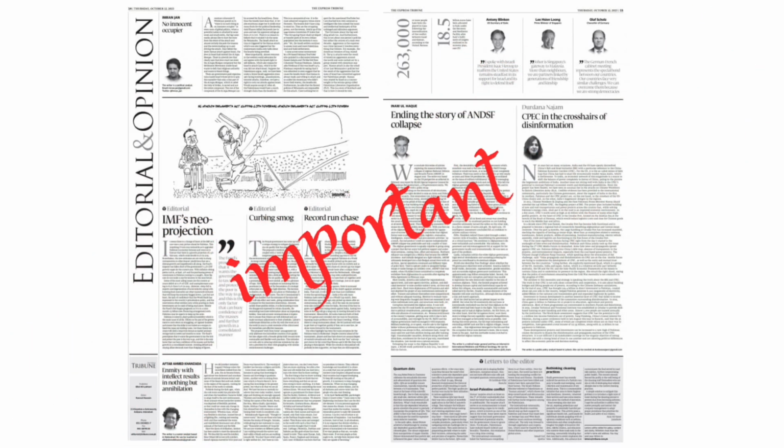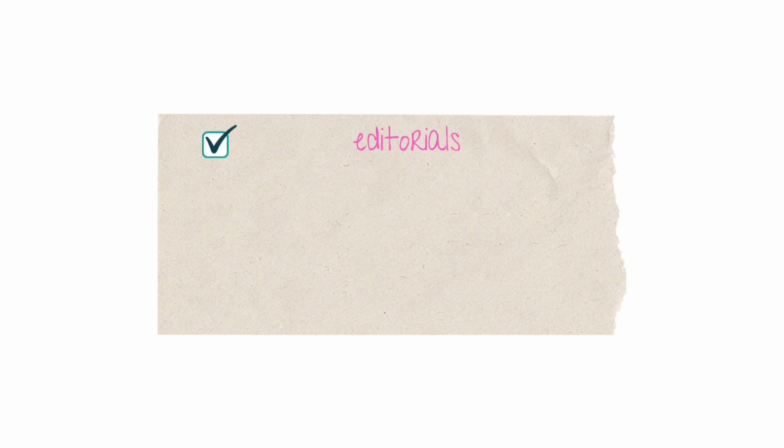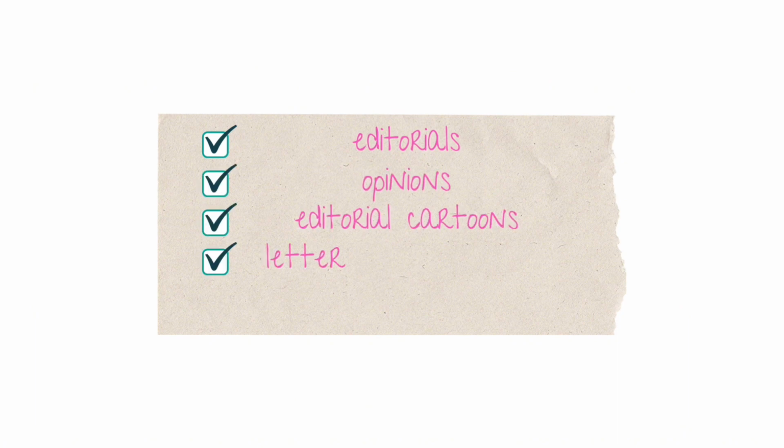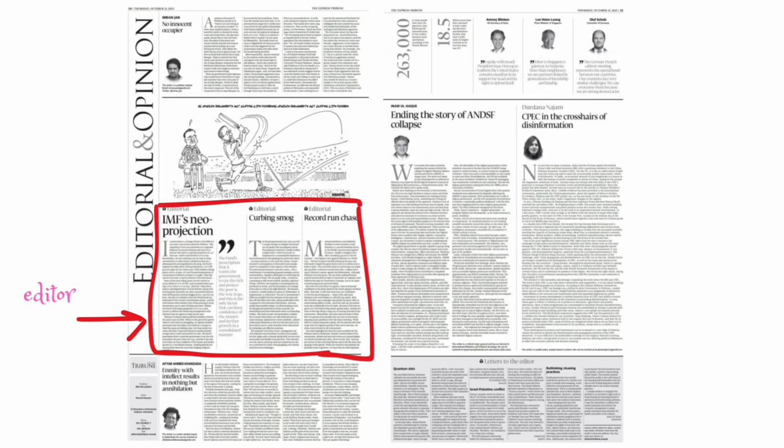Then we have the editorial pages that are an important part of a newspaper. They contain editorials, opinions, editorial cartoons, letters to the editor, and editorial details. Editorials are the newspaper's stance on current important events. They are the only piece of writing without a byline, and there can be multiple editorials depending on the newspaper's format. They are written by the editorial desk.